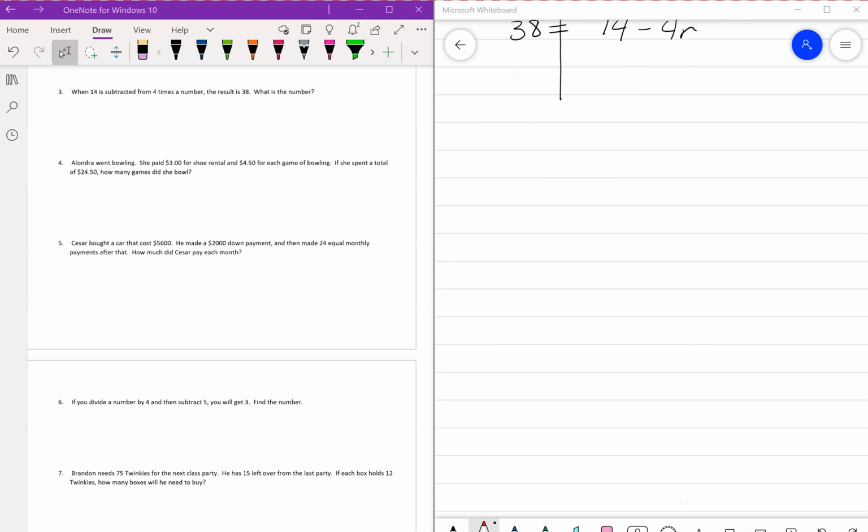Number 4, Alondra went bowling. She paid $3 for shoe rental and $4.50 for each game of bowling. If she spent a total of $24.50, how many games did she bowl? So she paid $3 for shoes and $4.50 for each game. And if she spent a total of $24.50, that's what she spent. Then it says how many games did she bowl.